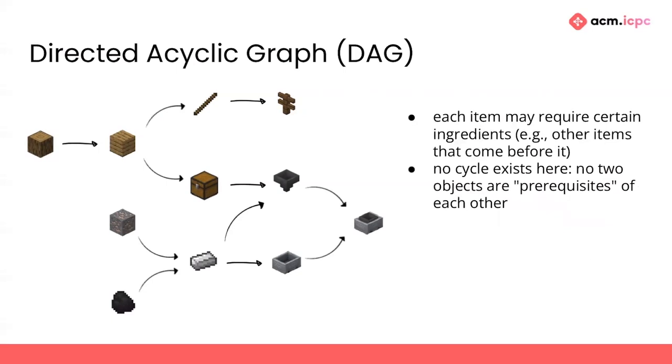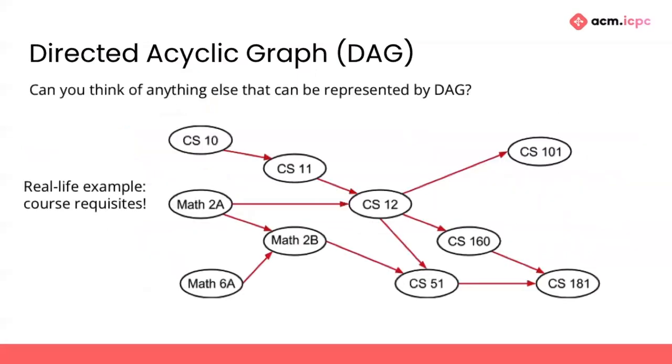Yeah, so as I said on the previous slide, each item may require certain ingredients, i.e. other items that come before it. And there's no cycle here because no two objects are prerequisites for each other at any point. Can you think of anything else that can be represented by a directed acyclic graph? Here's a real life example, which is course requisites.